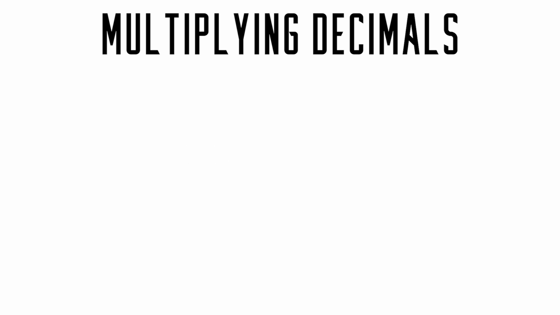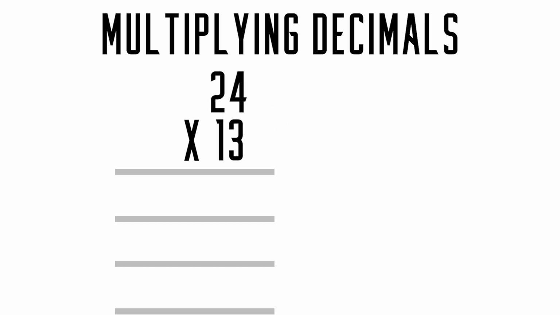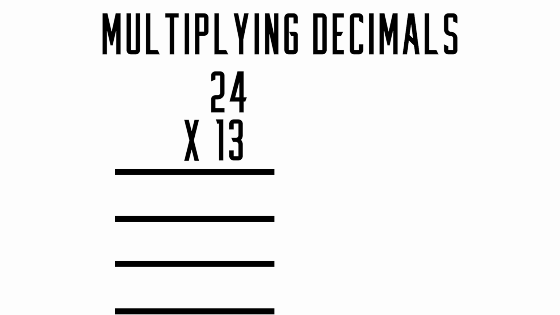For example, if we had 2.4 times 1.3, we could start by leaving out the decimals and focusing on 24 times 13. Our first sum would be 4 times 3, which is 12. Secondly, 2 times 3, which is 6, plus the 1 that we carried over to make 7. Then we'll move on to the next line and put a 0 in the units column.